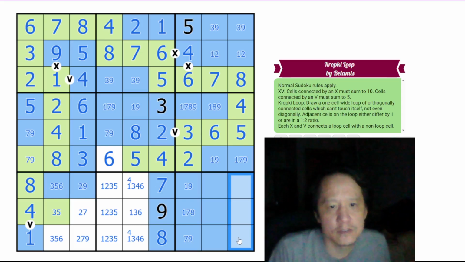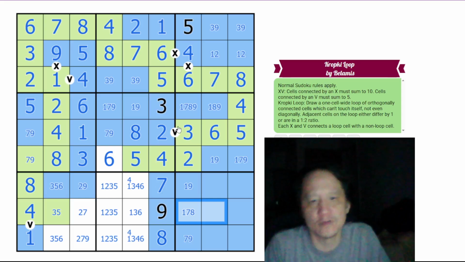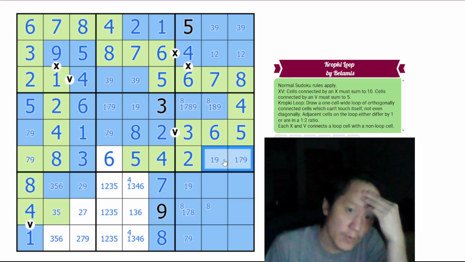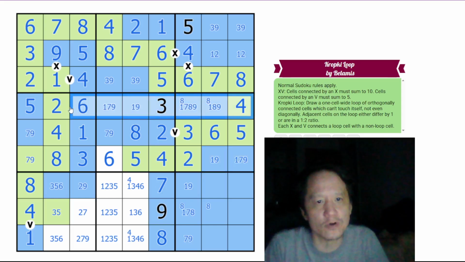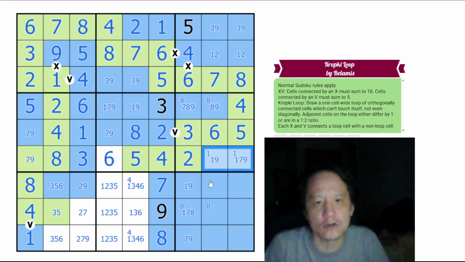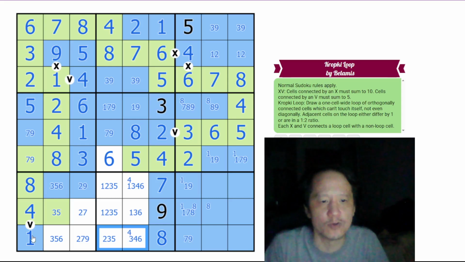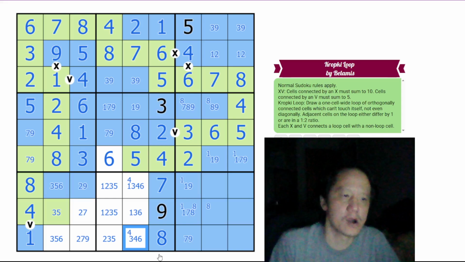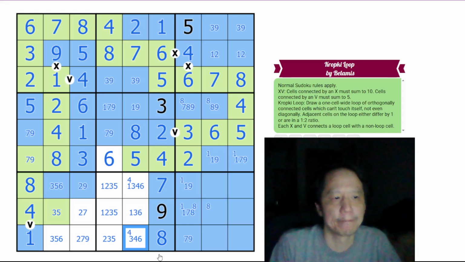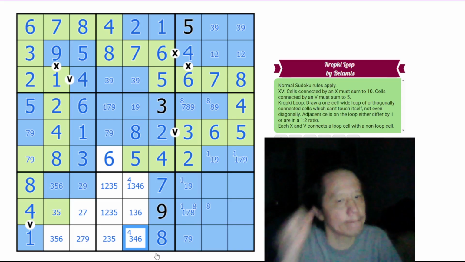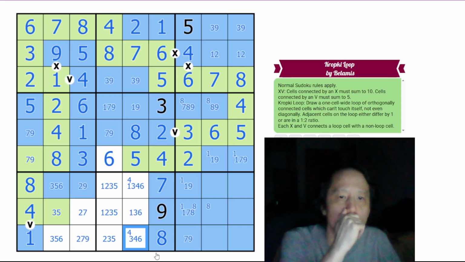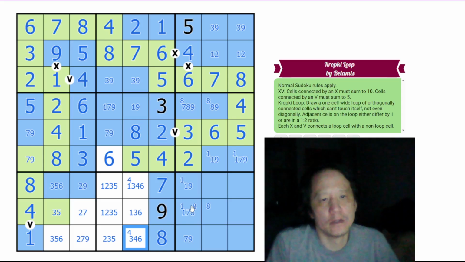Where is 8? Oh, we don't know, actually. 8's one of these two. Okay, where is 1 in row 4? It must be one of these two cells, so this cannot be 1 here. So 1 is here. That means 1 has to be one of those two there. These can't be 1 because of the 1 in the row. Interesting.